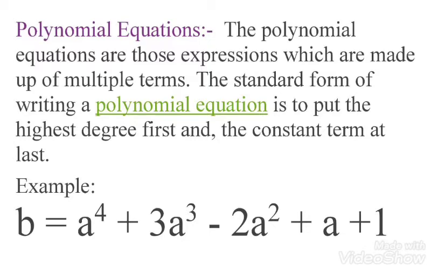Again I am repeating, the polynomial equations are those expressions which are made up of multiple terms. You know a polynomial has many terms. What is the standard form of writing a polynomial equation? A polynomial equation should always be written with the biggest power first, then the lesser ones next, and then the constant.